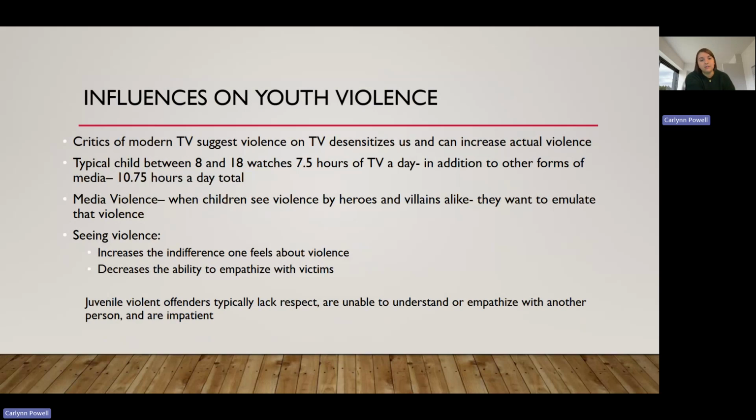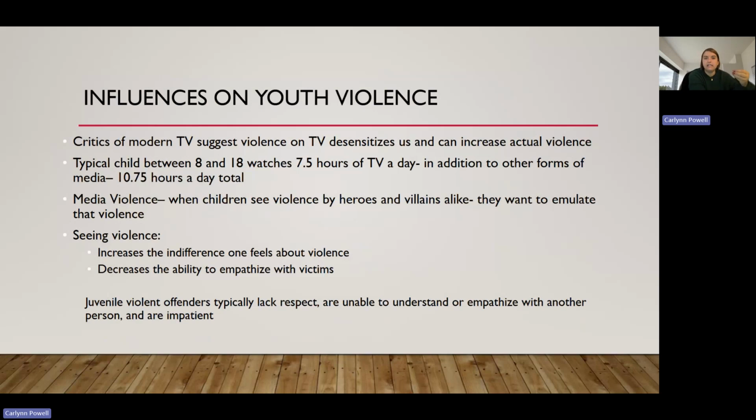A typical child between 8 and 18 watches 7.5 hours of TV a day, which is insane because they're in school for 8 hours a day. In addition to other forms of media, it's around 10 to 11 hours a day of media. That is a lot of opportunity for violence to seep in. Seeing violence, as a kid, increases your indifference.